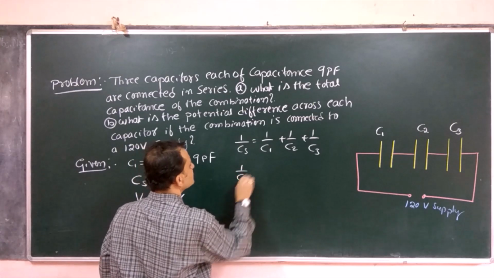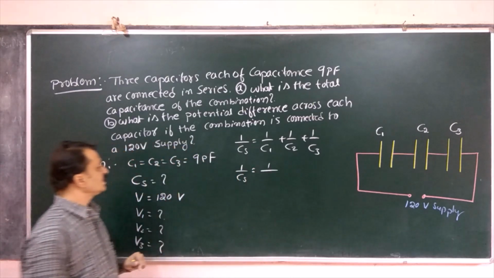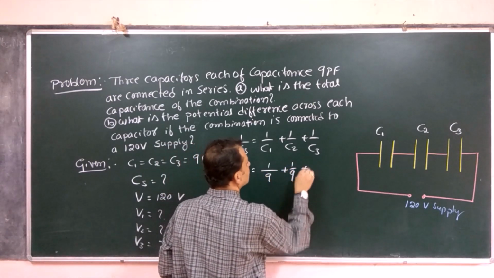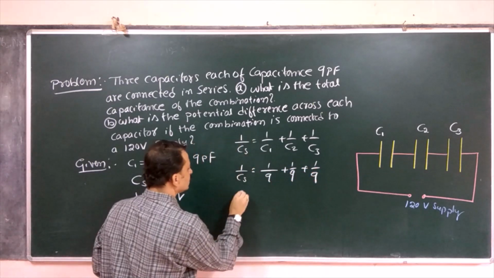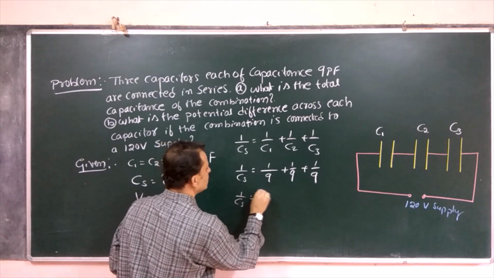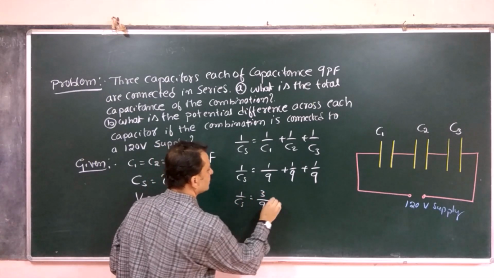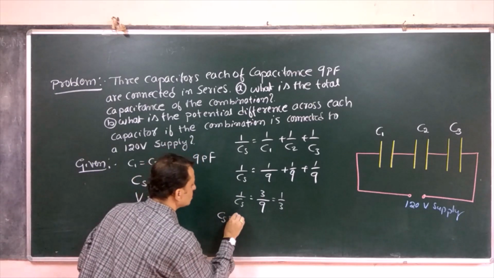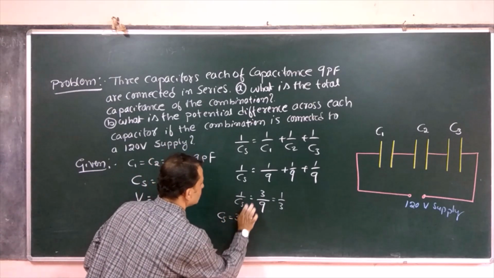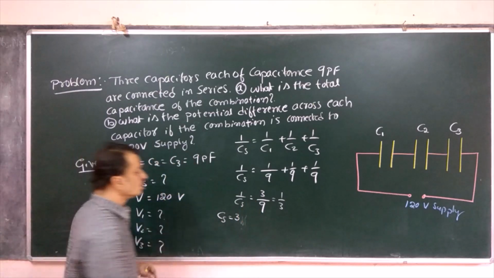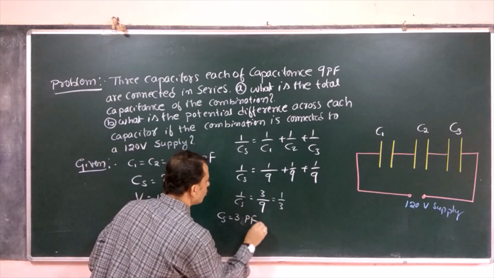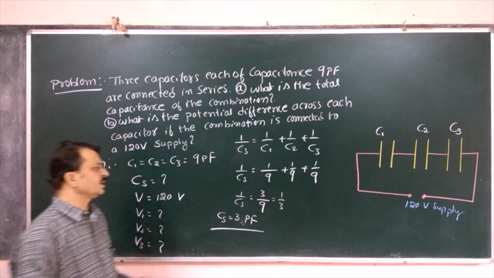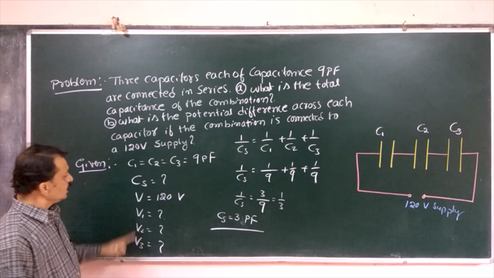It is 1/CS is equal to 1/C1 is, it is 9, all are 9 picofarad, 1/9 plus 1/9 plus 1/9. Therefore 1/CS is equal to, it is 3/9. Now that is equal to 1/3, or simply CS is equal to 3 picofarad. 3 picofarad ಆಗ್ತದೆ. CS is equal to 3 picofarad. CS ಬಂದಾಯ್ತು.